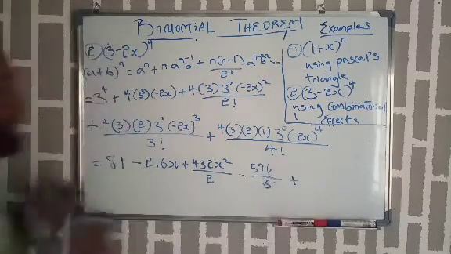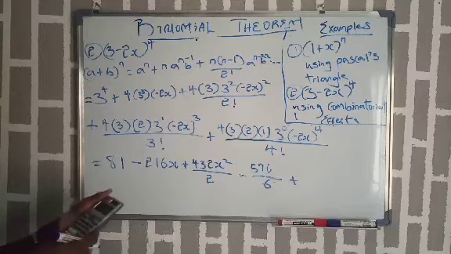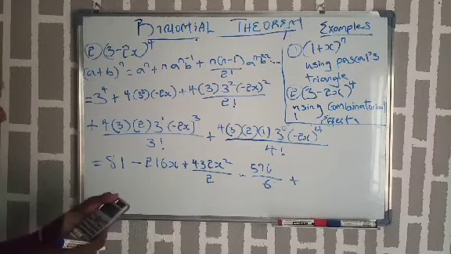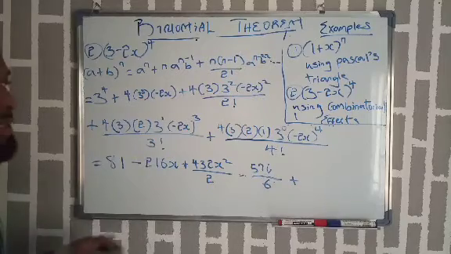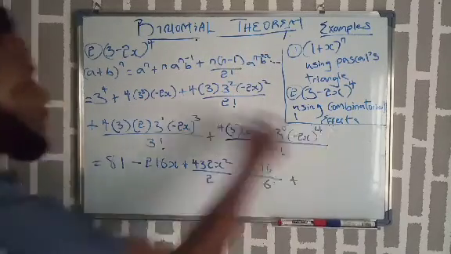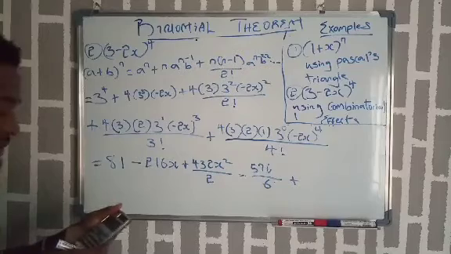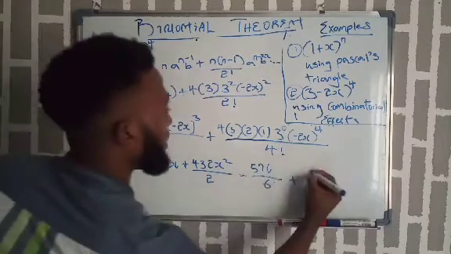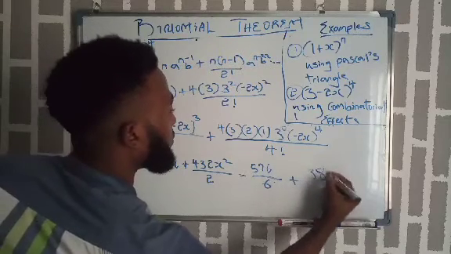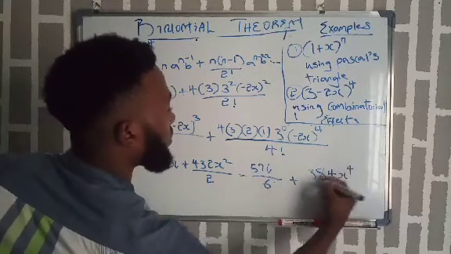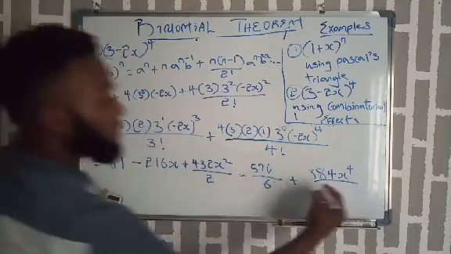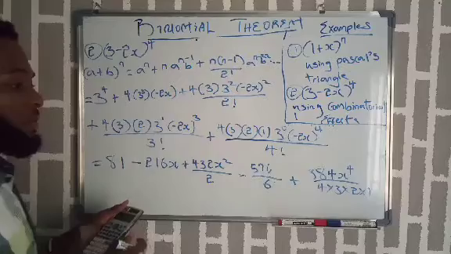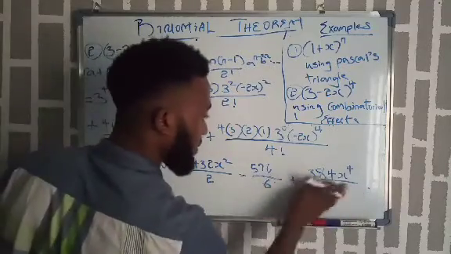Plus, then this also becomes 4 times 3 times 2 times 1, times 2 times 2, 4, 4 times 2, 8, 8 times 2, 16. This is an even power, so it becomes positive 16. Multiplying 16, that's 384x to the power 4 over 4 times 3 times 2 times 1. So opening this becomes 24.